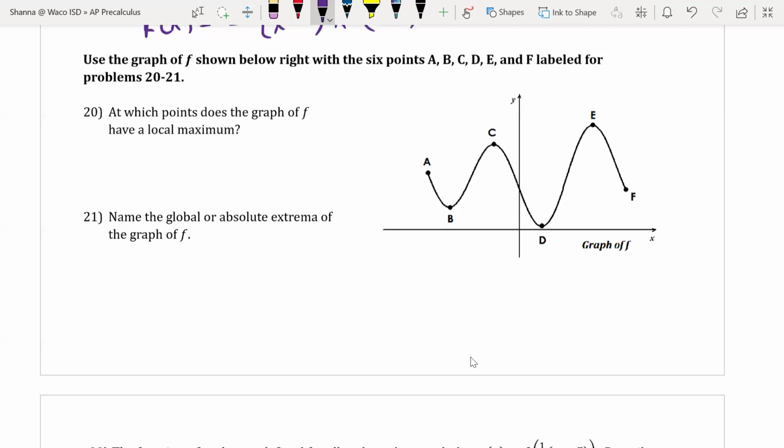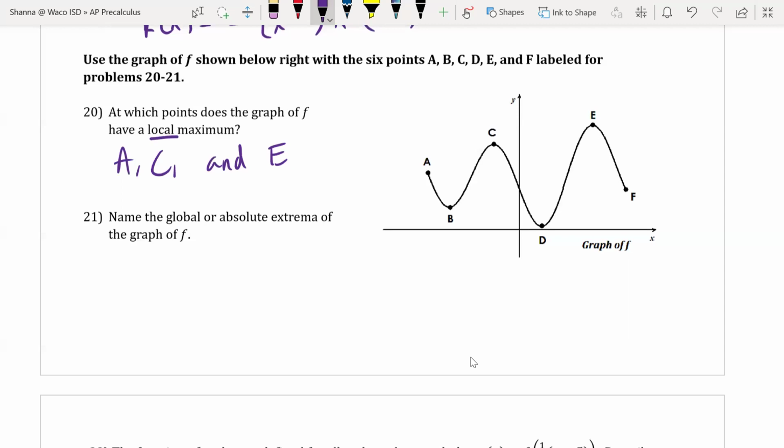At which point does the graph of F have a local maximum? C and where else? No, A, sorry. Is it A? What did we see? I agree. All three! It said local, so it can be more than one.